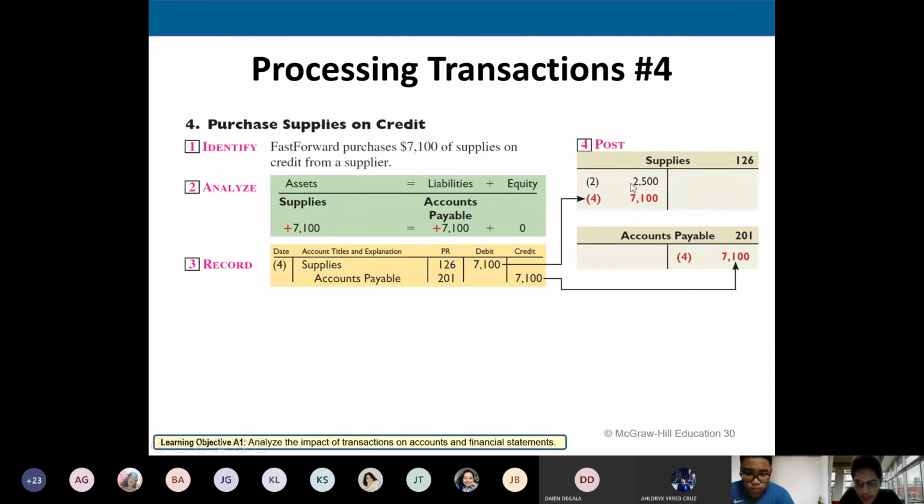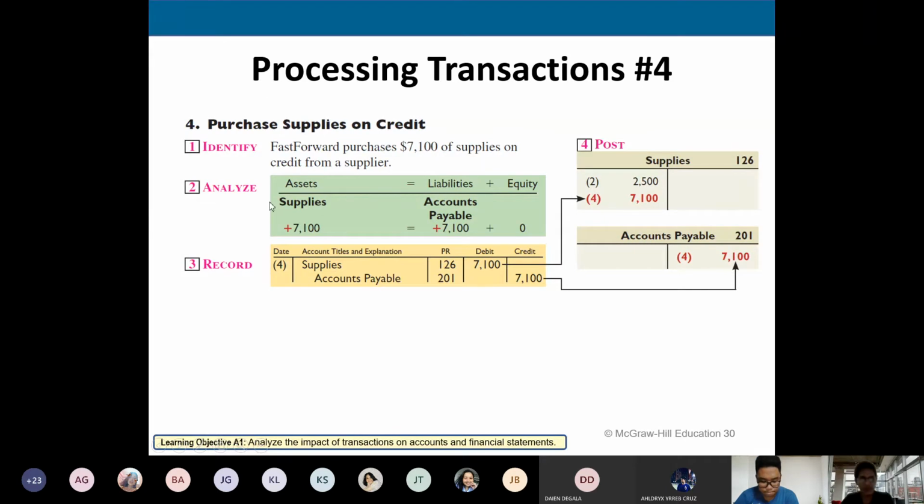Sa unang supplies natin, bumili tayong 2,500. Kaya nakikita nyo rito na nag-debit na tayo ng 2,500 na supplies. Tama? Sa pangalawang transaction natin, although we have purchased additional supplies amounting to 7,100, ito naman on credit siya. Kaya pagdating sa T account ng accounts payable, meron ka nang balance ng accounts payable, unpaid kasi payable pa yan, na 7,100.